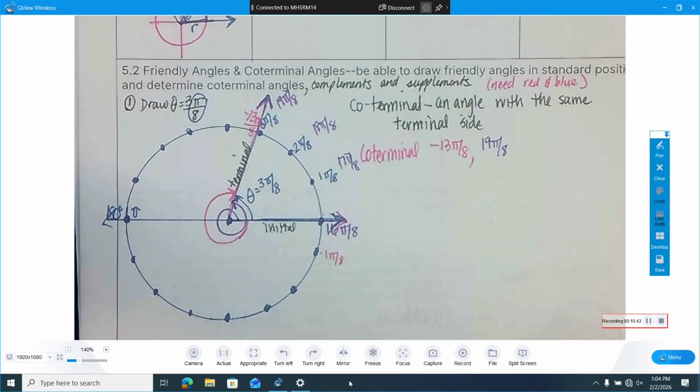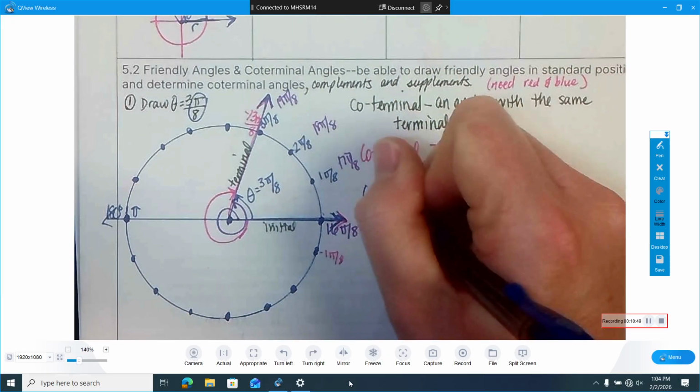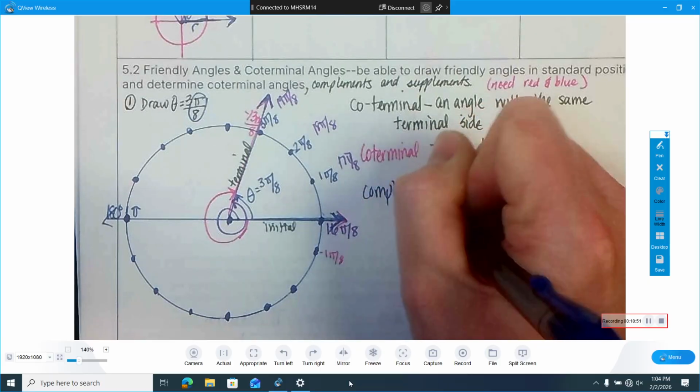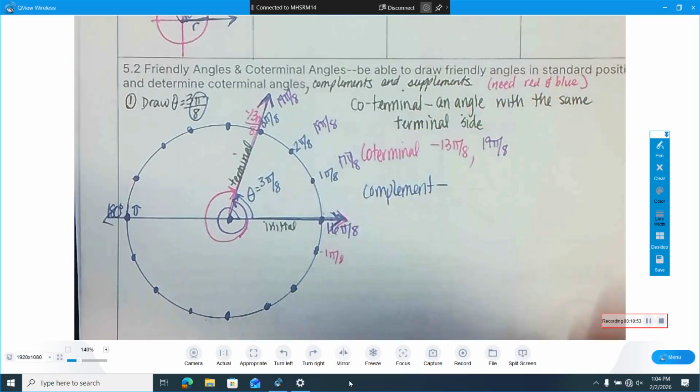Okay. Now, 2 more things to talk about. Complement. Oh, it doesn't matter what color for this one. Okay. Do you remember from geometry? What does it mean if 2 angles are complementary?